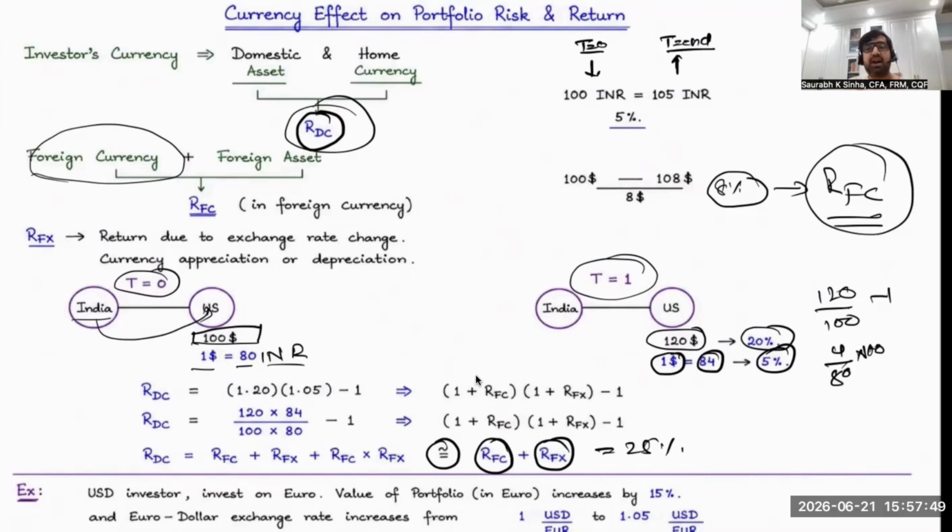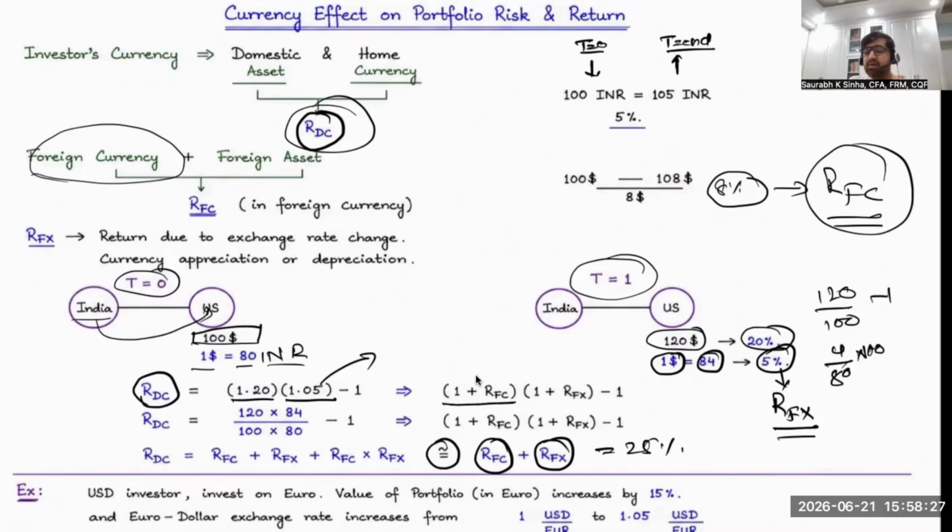But in finance, we have to look into the actual calculation. So actually, the RDC, the return in the domestic currency, is 1 plus the return of the foreign currency, multiplied by 1 plus the return of the FX. This is RFX. What is this return? Return due to foreign exchange. This is the return due to the foreign currency appreciating or depreciating, right? That is RFX. The notation is RFX.